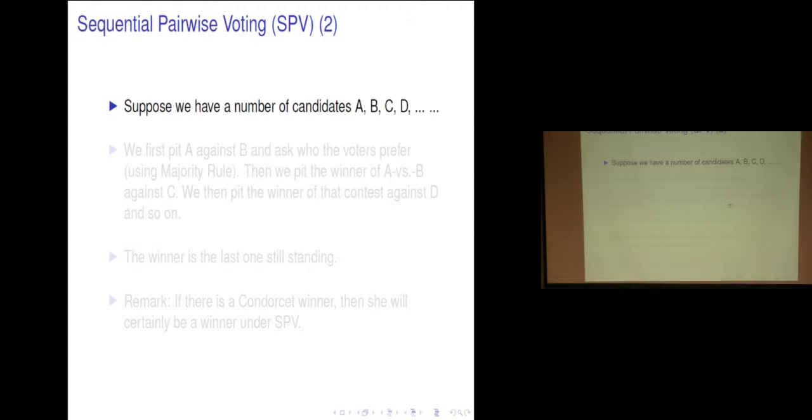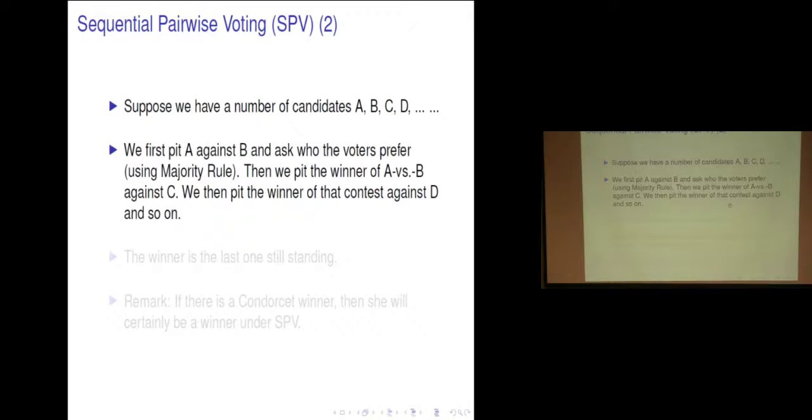So the previous slide was for the inspiration, where the idea comes from. Now this is more specific about the idea. Suppose we have a number of candidates, A, B, C, D, etc. We list them in this way, A, B, C, D. The voting will play A against B. We first pit A against B and ask who the voters prefer, using a simple majority method.